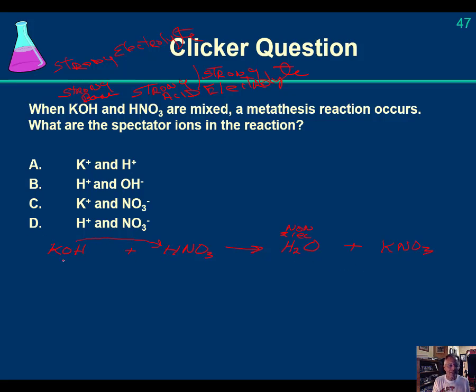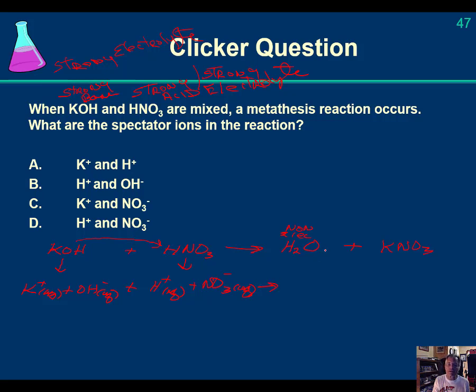So once I mix these, or actually, let's just start this way. This is a crystal, potassium hydroxide. I put it in water. It dissociates. It dissociates into potassium ion, aqueous, and hydroxide ion. And it's virtually a complete dissociation. This is nitric acid, a strong acid. It does exactly the same thing. It dissociates into H+, aqueous, and nitrate ion, aqueous.